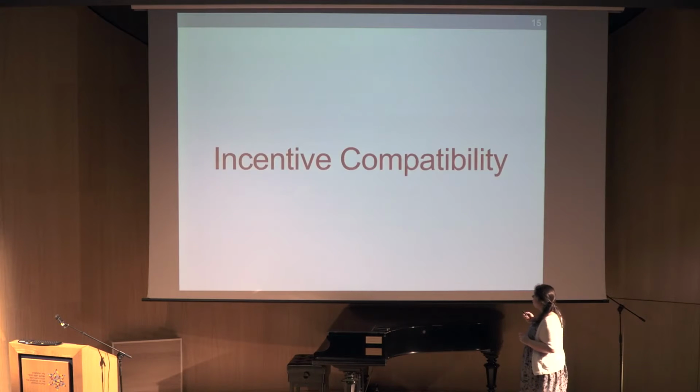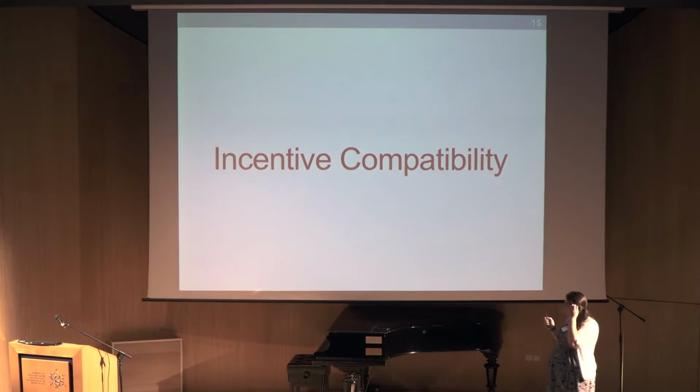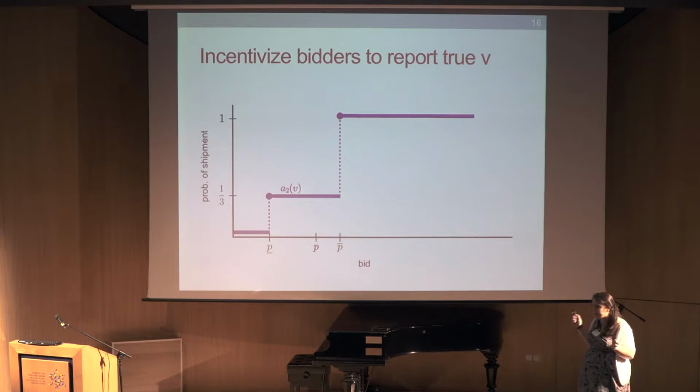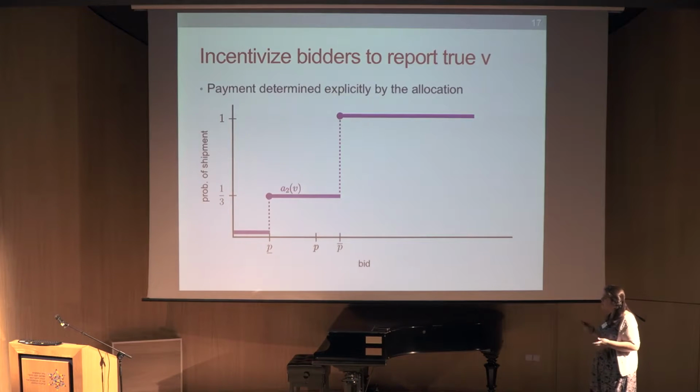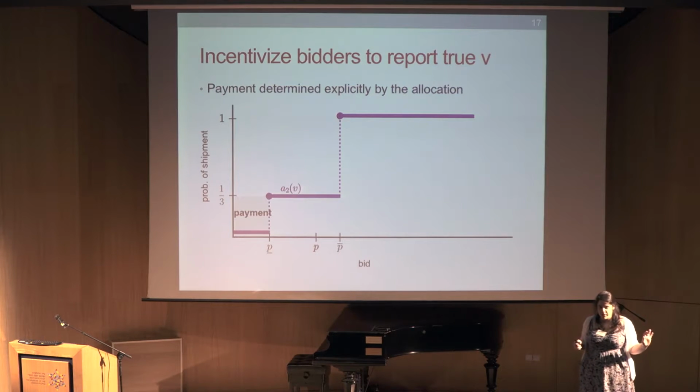Okay, so let's review what we need for incentive compatibility. So we know from the single dimensional setting that payment is explicitly determined by the allocation rule. Here I have an allocation rule that says if your bid's below P lower, you get nothing. If it's between P lower and P upper, you get service with probability 1/3. And if it's above P upper, you definitely get served. And we know from the single dimensional setting that your payment is just the area to the left of the curve. So if your bid is P, then your payment is just 1/3 P lower, the area to the left of the curve.